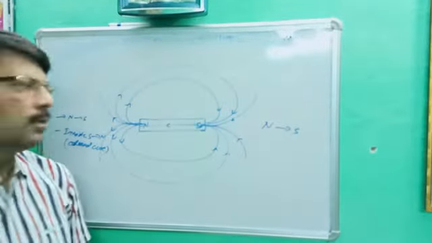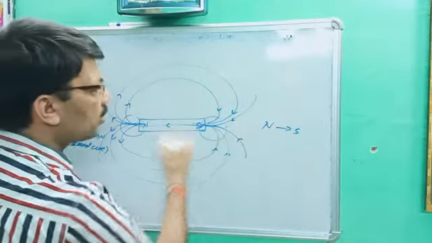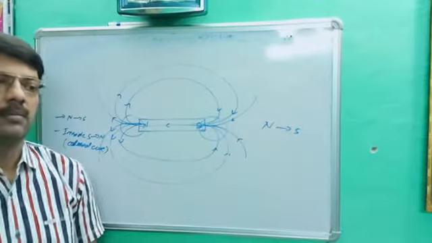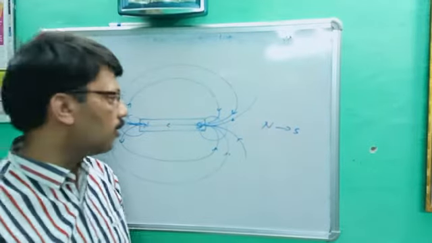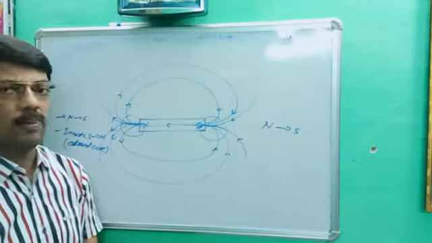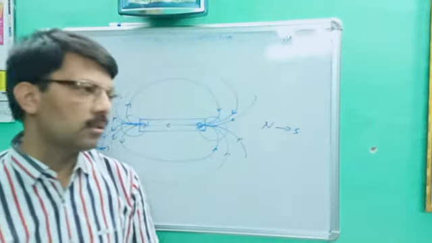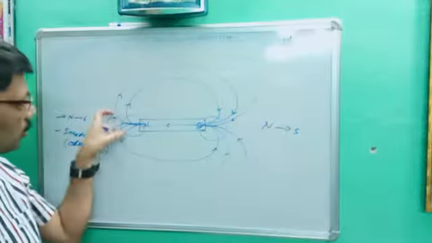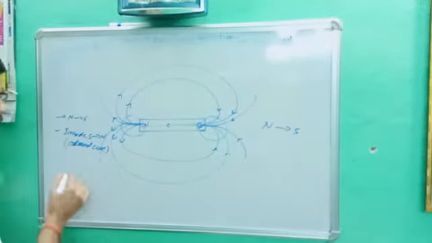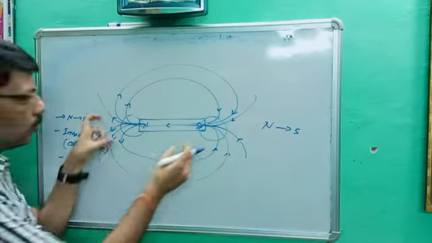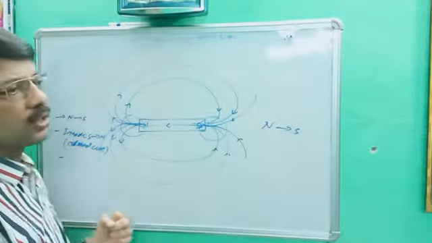Okay, are you getting the point? Third point. Closer to the pole, lines of force are denser, which shows their strength. Note down the point. Closer to the pole, lines of force are denser, which shows their strength. It means closer to the pole, their strength is more. As soon as you move away, their strength decreases.